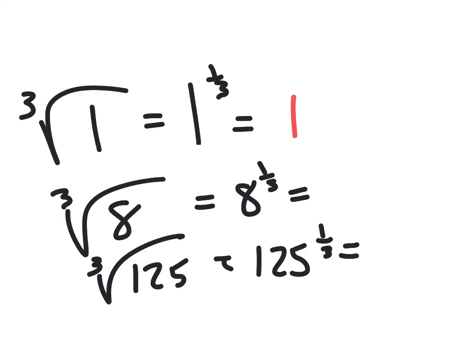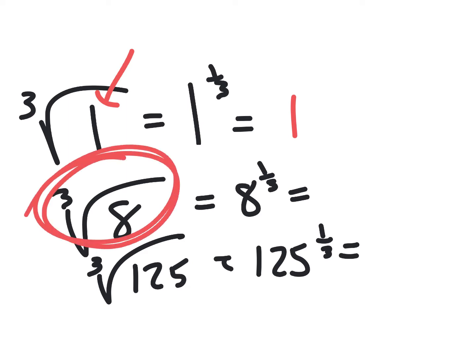Why? Because 1 times 1 times 1 makes 1. How about if you root 8? You practice it. 2, because 2 times 2 times 2 makes 8. That's the third root of 8 is 2, because 2 times 2 is 4, times 2 makes 8.